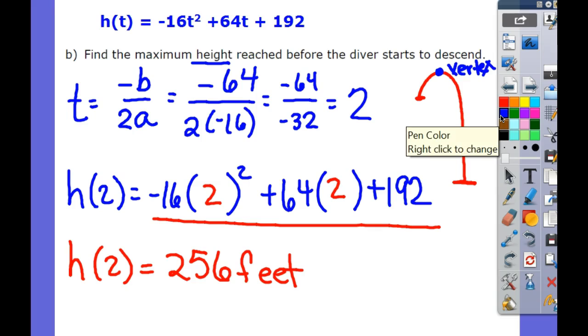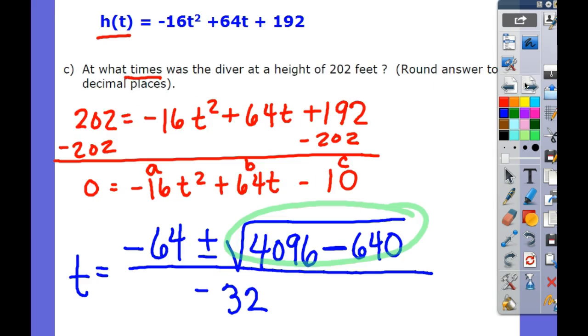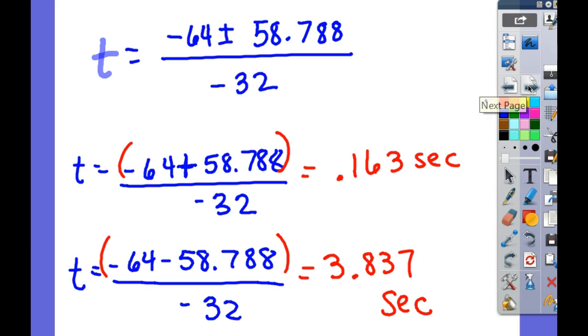Here's a little sketch of what happened. He starts at 192 and he jumps up and then he goes down. So somewhere right here is the height 202 that we were looking at in this problem. He's going to go to 202 on his way up. He's going to go up past it and come down, and he's going to have another 202 height. Do you see why there are two answers to this problem? Because this first answer, the smallest time, is when he's jumping up, and that's when he's going down.